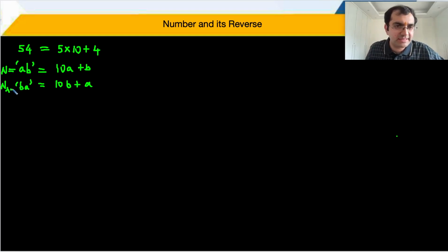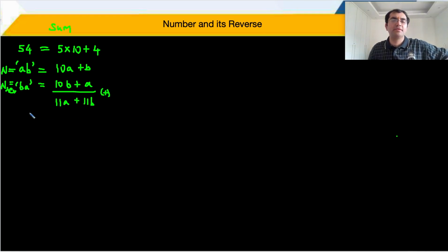Let me make it a little neater. The reversed number, n rev, is 10b plus a. So now let us talk about the sum. The first formula, sum. Let's just add both of these, the number and its reverse. So 10a plus a is 11a, 10b plus b is 11b, right? So a very simple concept. Number plus its reverse is 11a plus 11b, which is basically 11 times a plus b.